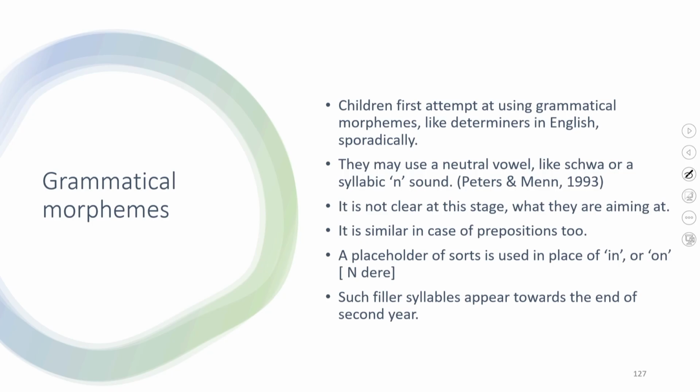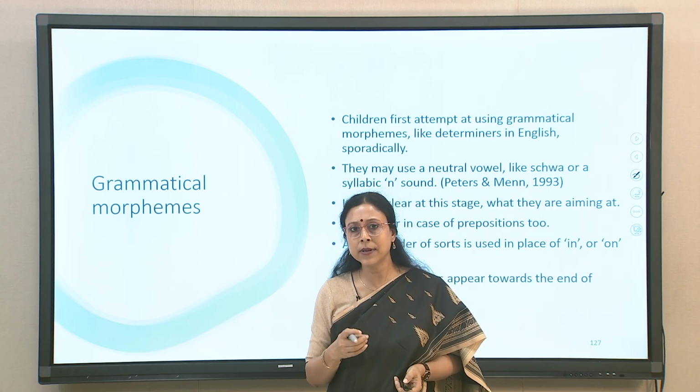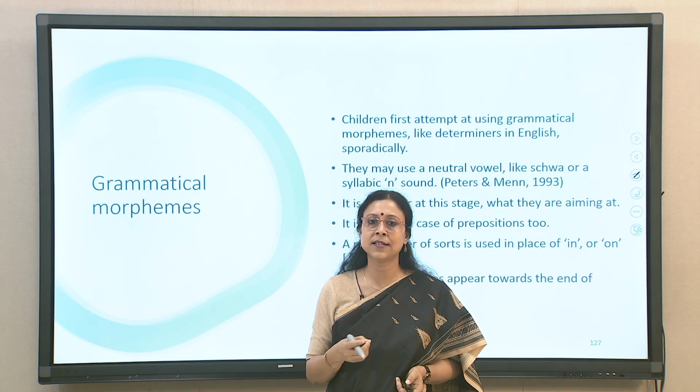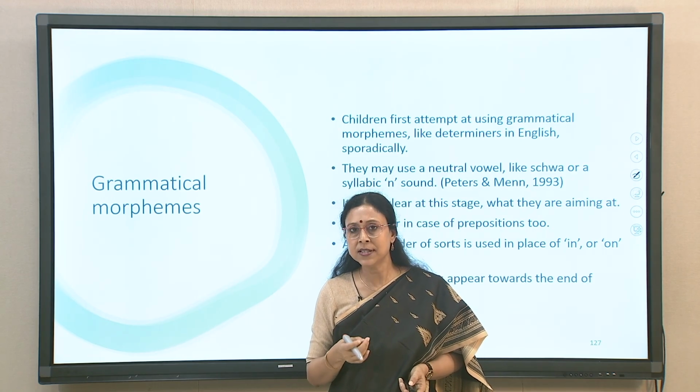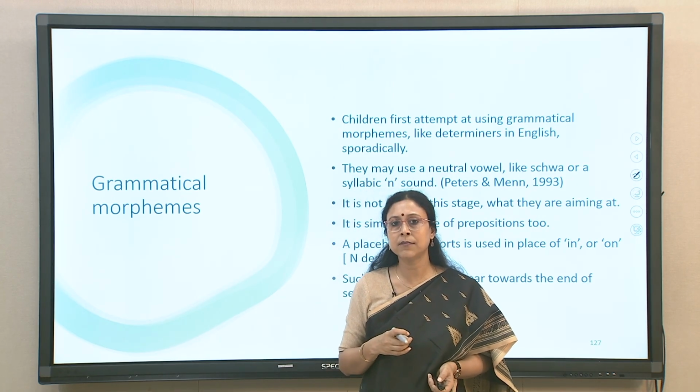Children's first attempts at using grammatical morphemes, like determiners in English, are sporadic. Initially, they do not use them everywhere. In fact, some scholars have pointed out that they seem to use a neutral vowel, a schwa sound, or a syllabic na sound. I am not sure whether they are actually using it as a determiner, or just using it as a kind of placeholder. So, this is how they start the use of grammatical morphemes.